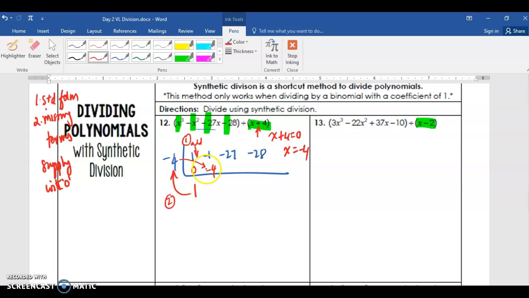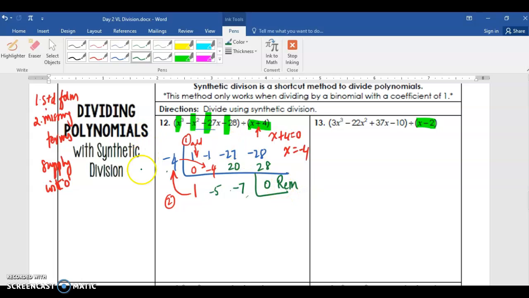Now the next step is to add -1 and -4, which is -5. Multiply -5 with -4, which is +20, and write it here. Now add again: -27 plus 20 is -7. Now multiply -7 with -4. -7 times -4 is +28, right? And now when you add, it becomes 0. So 0 is the remainder.